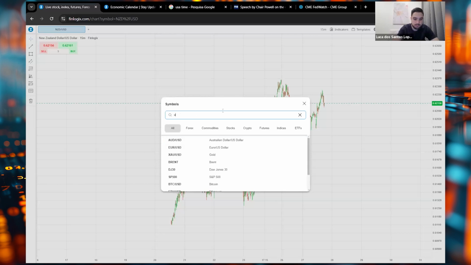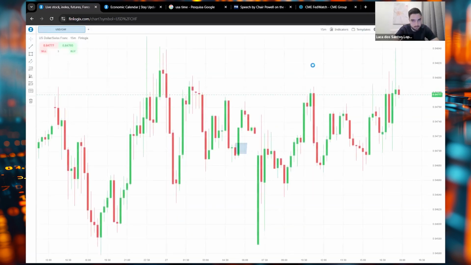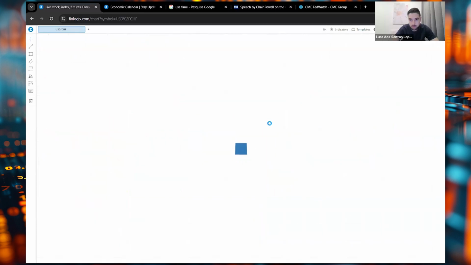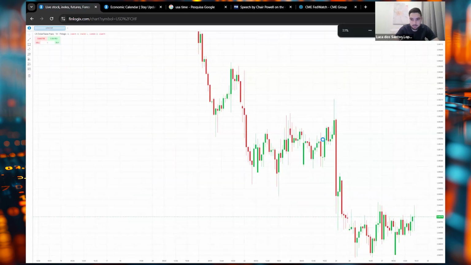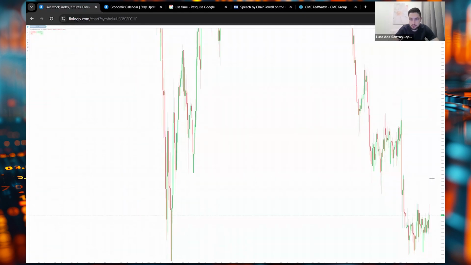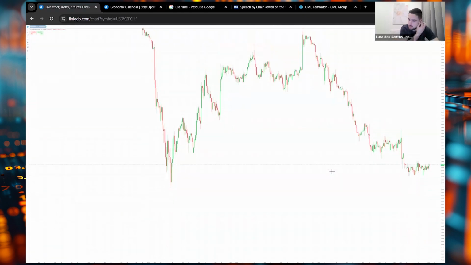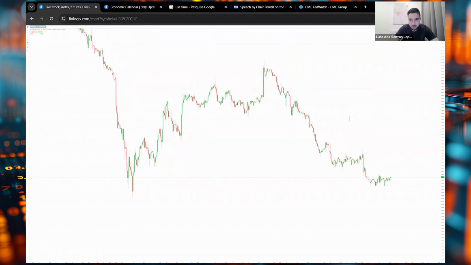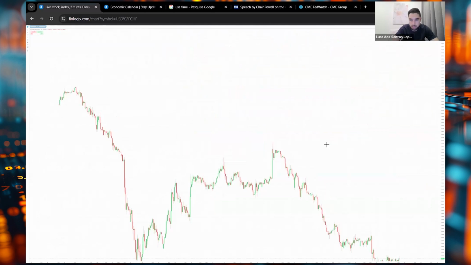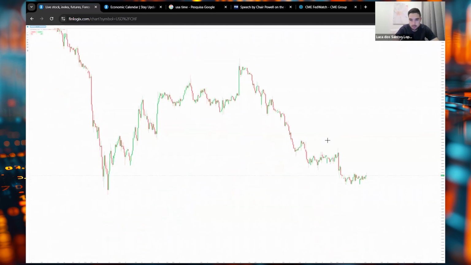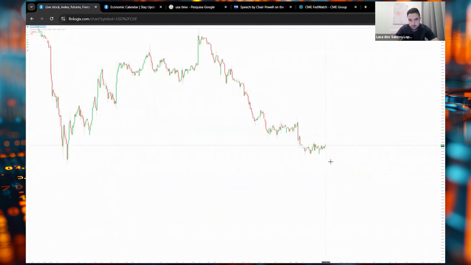USDCHF is a tricky one at this moment. I would rather not trade it personally, but if you want to actually trade USDCHF, maybe a pullback is welcome into this area, and then a continuation of the drop.